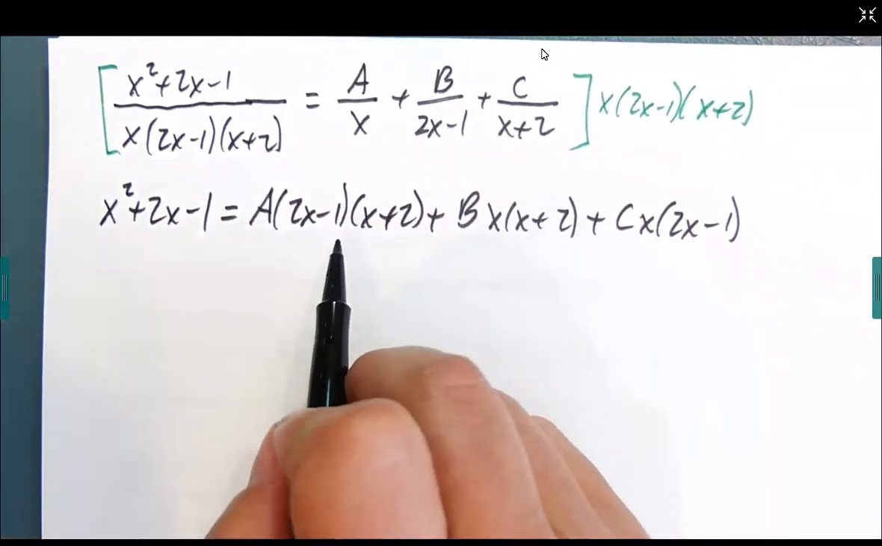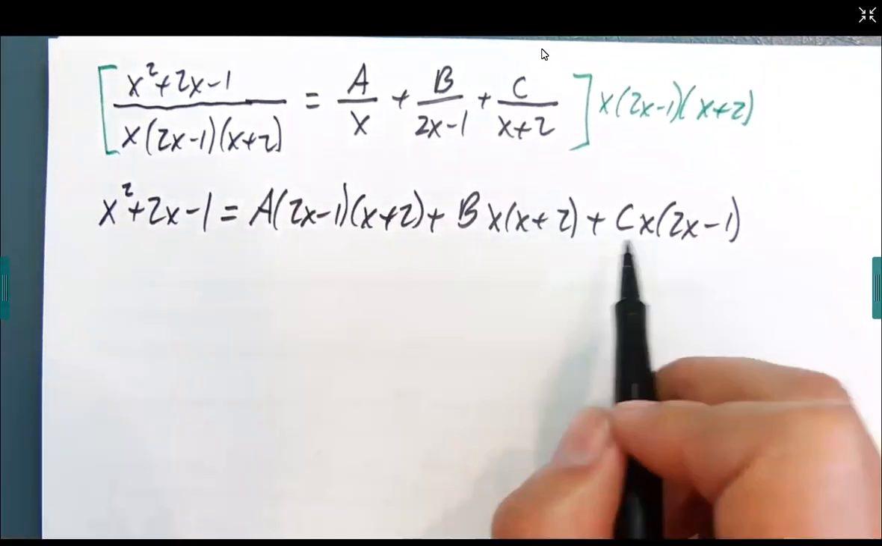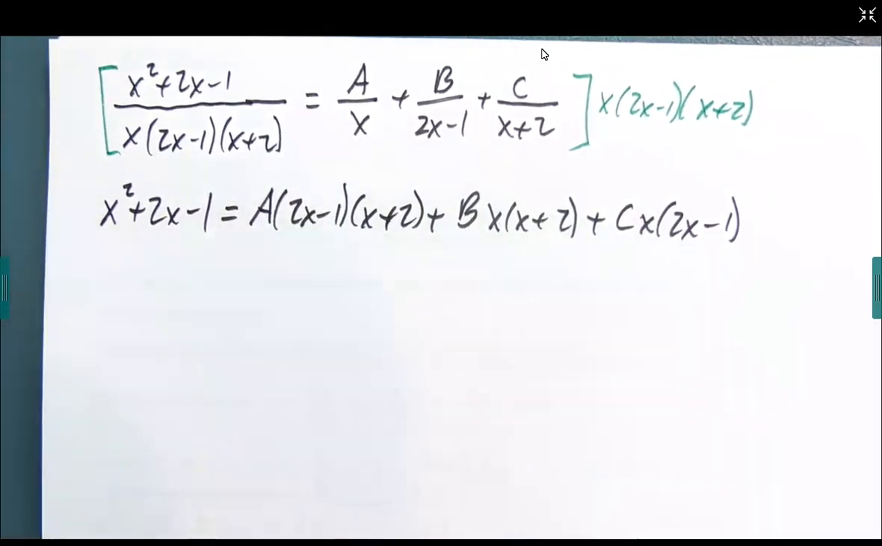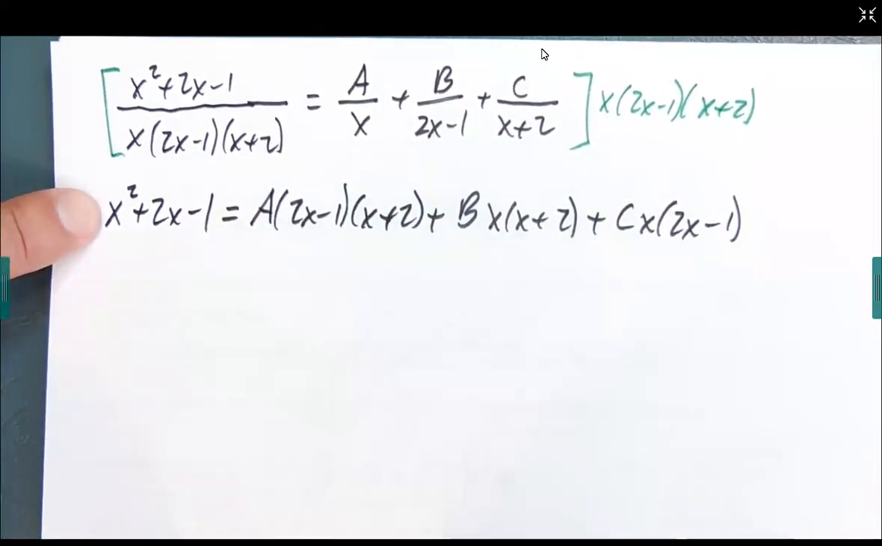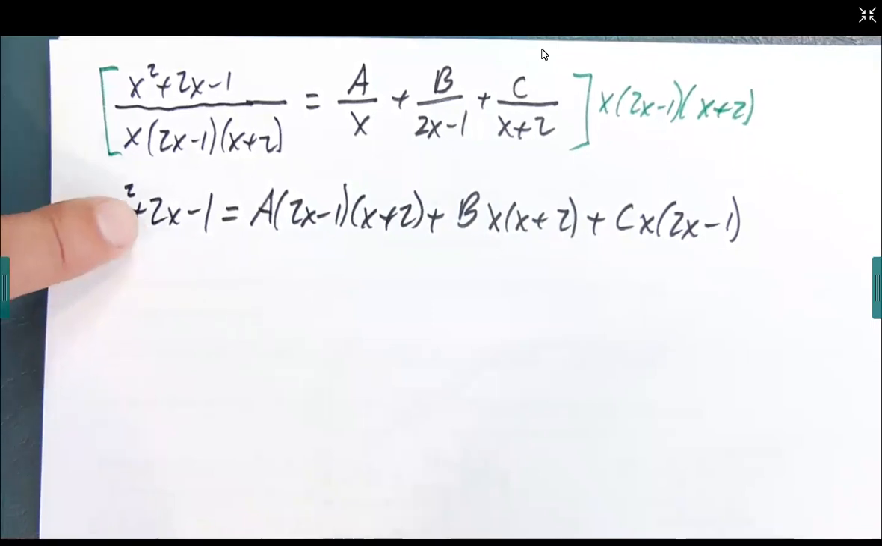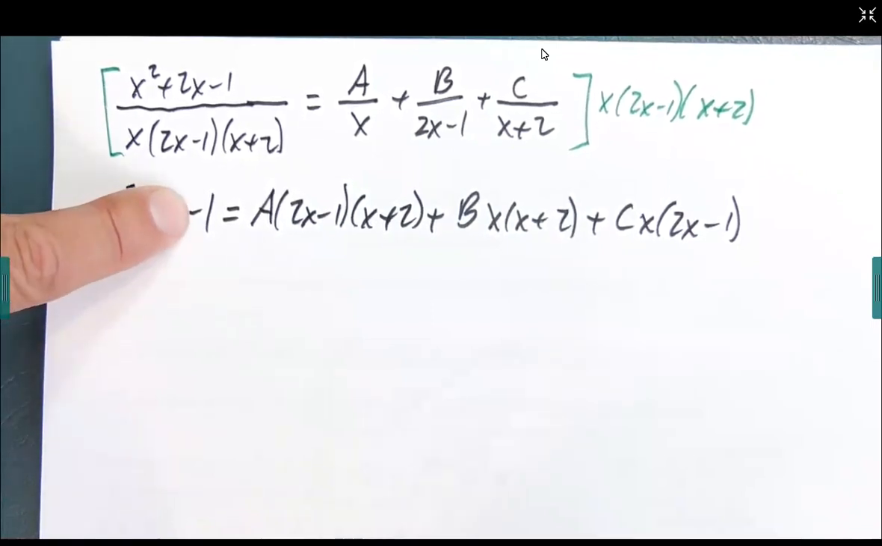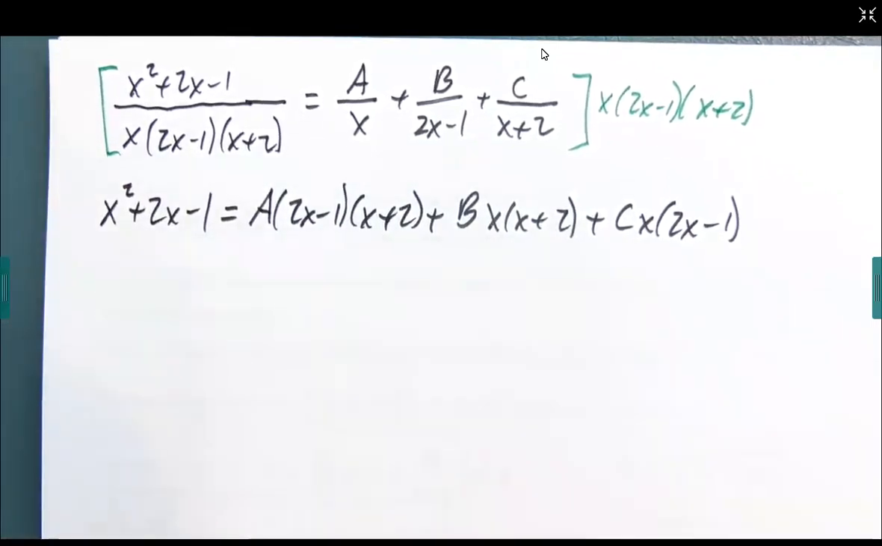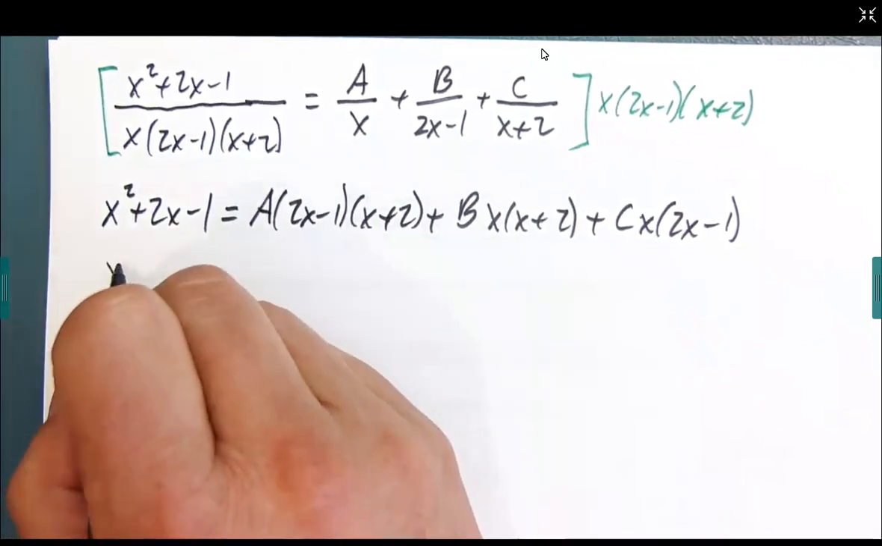So I'm going to FOIL here and distribute the A, distribute. And what I'm going to be looking for is the coefficient of the x squareds, the coefficients of the x's, and the coefficients of the constants. So let's do this.